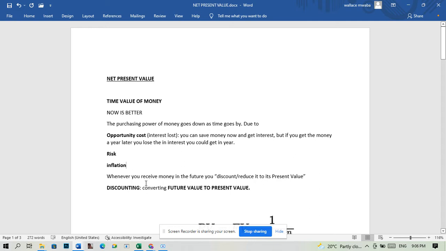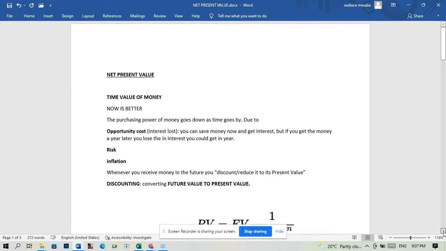So whenever you receive money in the future, you have to discount it to its present value. That's what we're doing in the net present value technique for capital budgeting. We're just discounting future values and making them present values. So whenever you hear the word discount, just know you're converting future to present value. That's what the term discounting means.